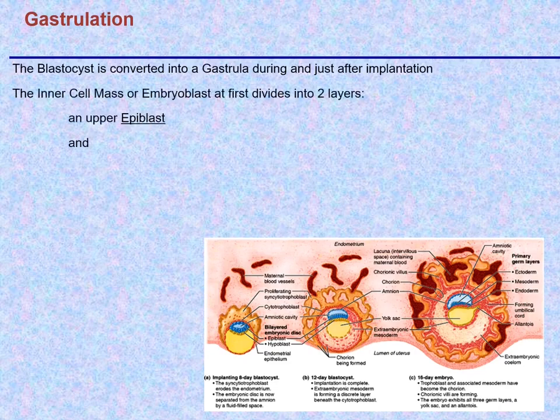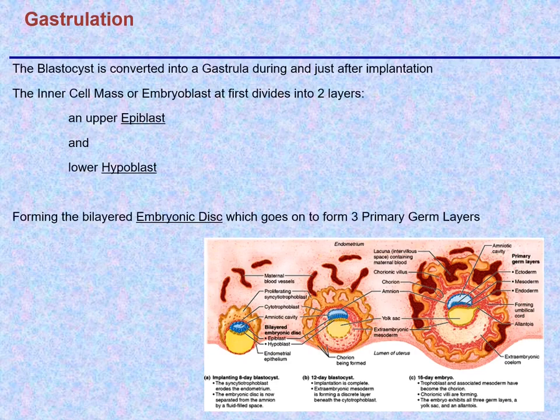Okay, so we're talking essentially about the process of gastrulation, as the blastocyst, which has embedded or implanted into the endometrium of the uterus, converts into a gastrula, which is during that process of implantation and also just after. So again, the inner cell mass or embryoblast will divide into an upper epiblast and a lower hypoblast. And this is what is called the embryonic disc.